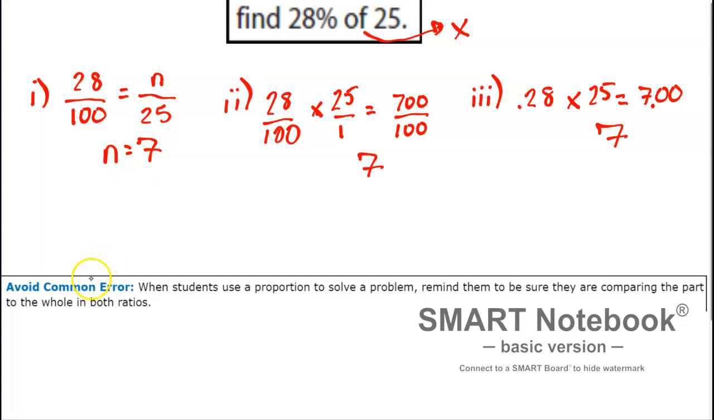We'll practice it. And before I leave you guys, avoid common errors. Okay, let's read it together. When students use a proportion to solve a problem, right? A proportion, a ratio equal. Remember, guys, that's a proportion. When you use a proportion, remind them to be sure that they are comparing the part to the whole in both ratios, right? The part, the whole, the part, the whole.